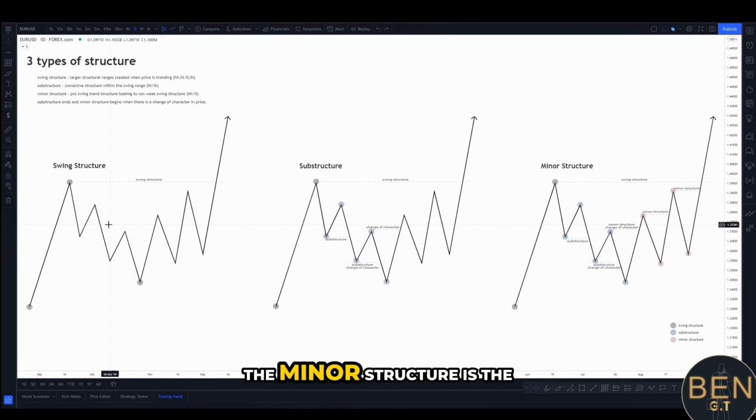And then finally, the minor structure is the pro swing trend structure, which is looking to run the weak swing structures, whether it be the higher high or the lower low, depending if it's a bull trend or a bear trend.